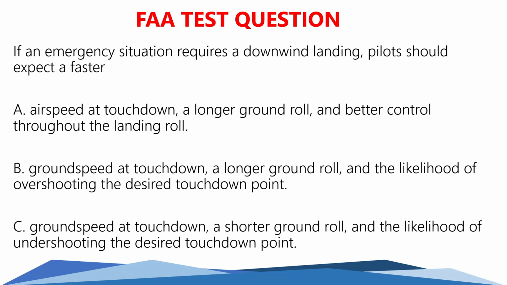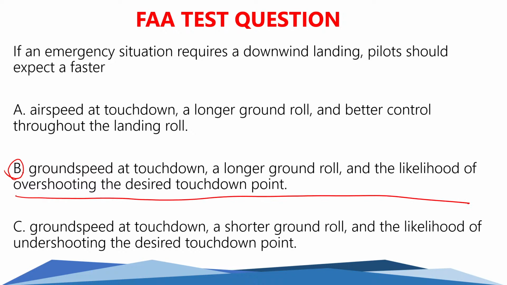So with this, we got the majority of the class in with the correct answer here. We got 90% with B and 9% with C. And the correct answer, as the majority of the class has gotten, is actually going to be B. It's ground speed at touchdown, a longer ground roll, and the likelihood of overshooting the desired touchdown point.